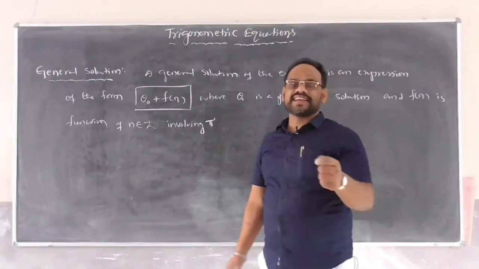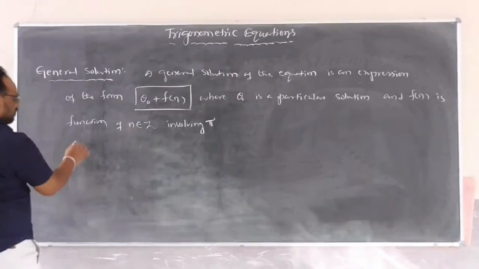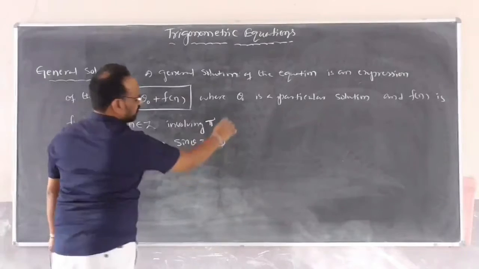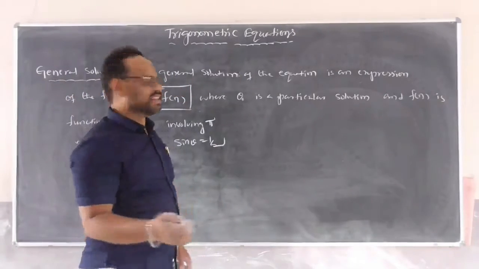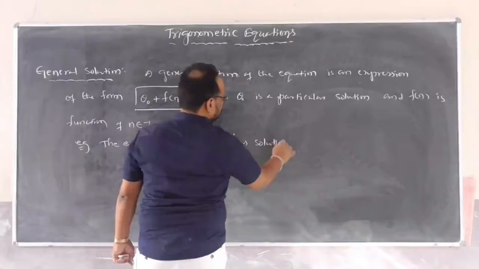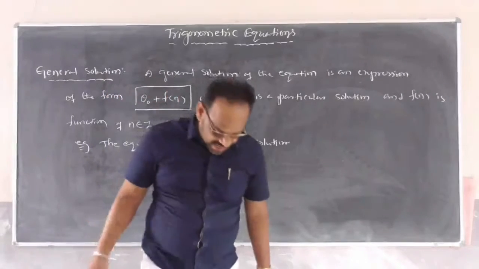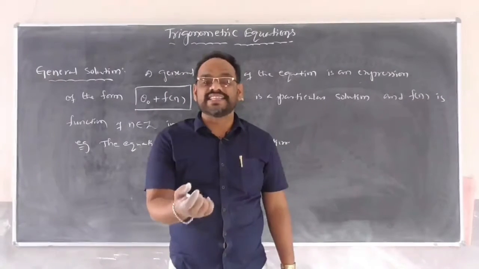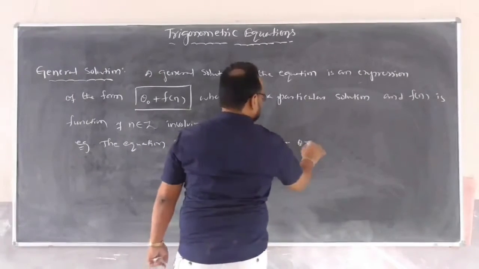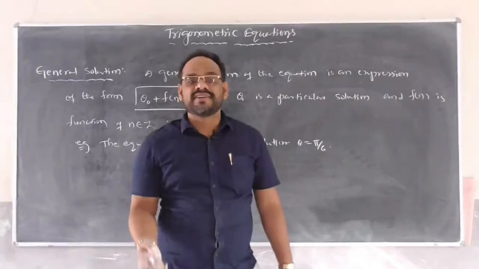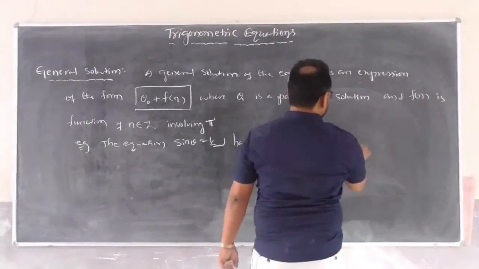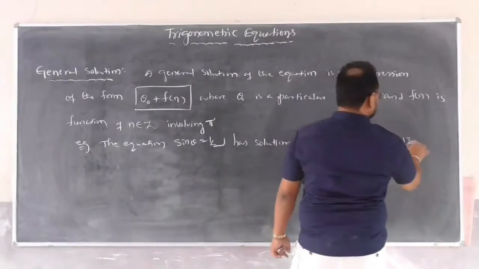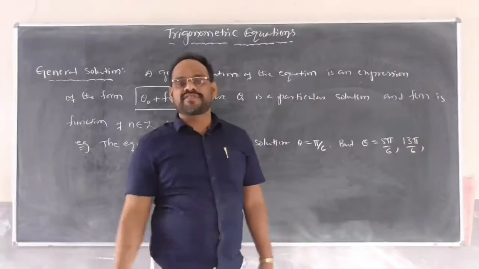For example, the trigonometric equation sin theta is equal to 1 by 2 has a solution, that is theta is equal to pi by 6. But theta is equal to 5 pi by 6 also will satisfy the given trigonometric equation. Theta is equal to 13 pi by 6 also will satisfy the given trigonometric equation.